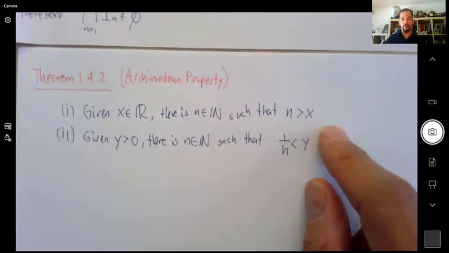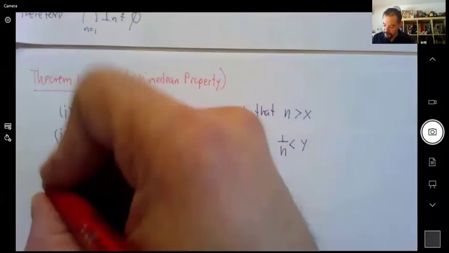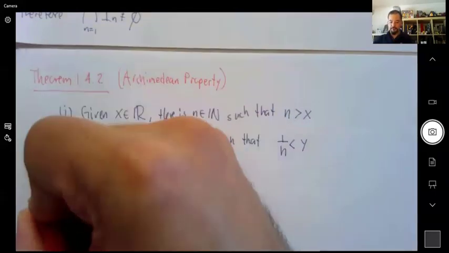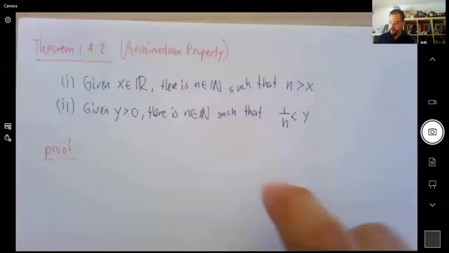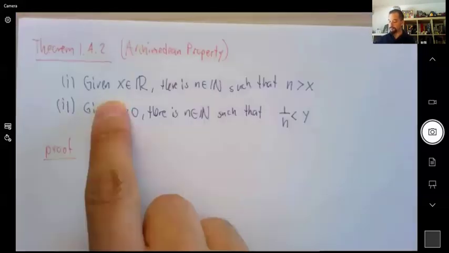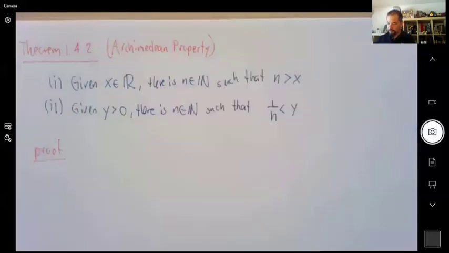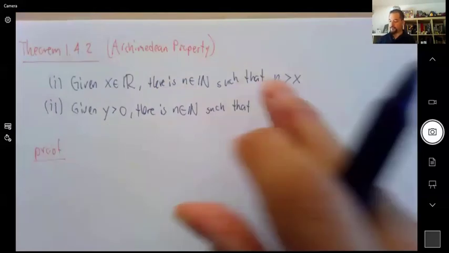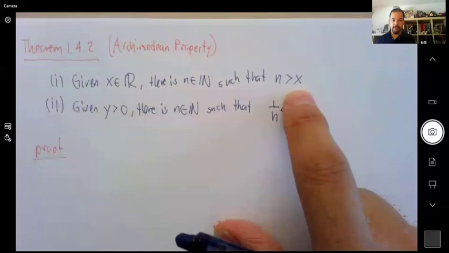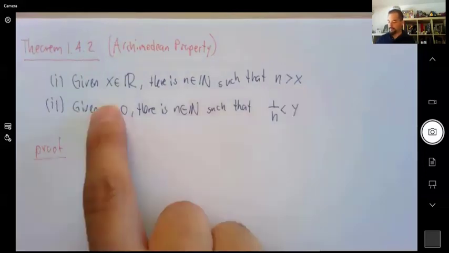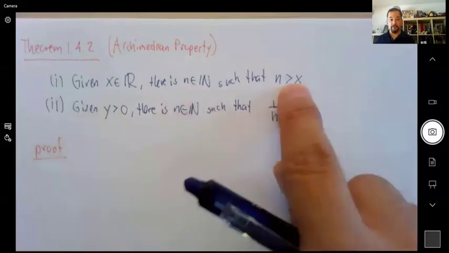All right. So here's how we can prove this. Proof. And again, I'll tell you how the second one follows from the first. That's easy. But let's first go over property 1. Why is this true? How can we do it? Well, suppose not. So let's suppose it doesn't happen. If this doesn't happen, it would mean that there is some x such that all the natural numbers are smaller than x.